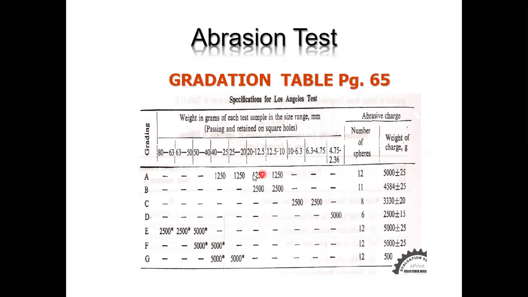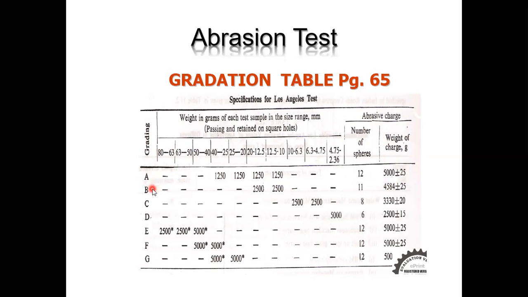So if you are taking A grade material, this is one thing you remember. Every time you are going to pour 5 kg materials from A to D. For E, F, G it is 10 kg. So you can see 5 kg is there, 1.25, 1.25, 1.25, 1.25. That is 5 kg material लेंगे A grade के लिए. And the number of spheres, that is abrasive charges, will be 12 रहेगा. तो उसका total weight 5 kg plus or minus 25 grams रहता है.